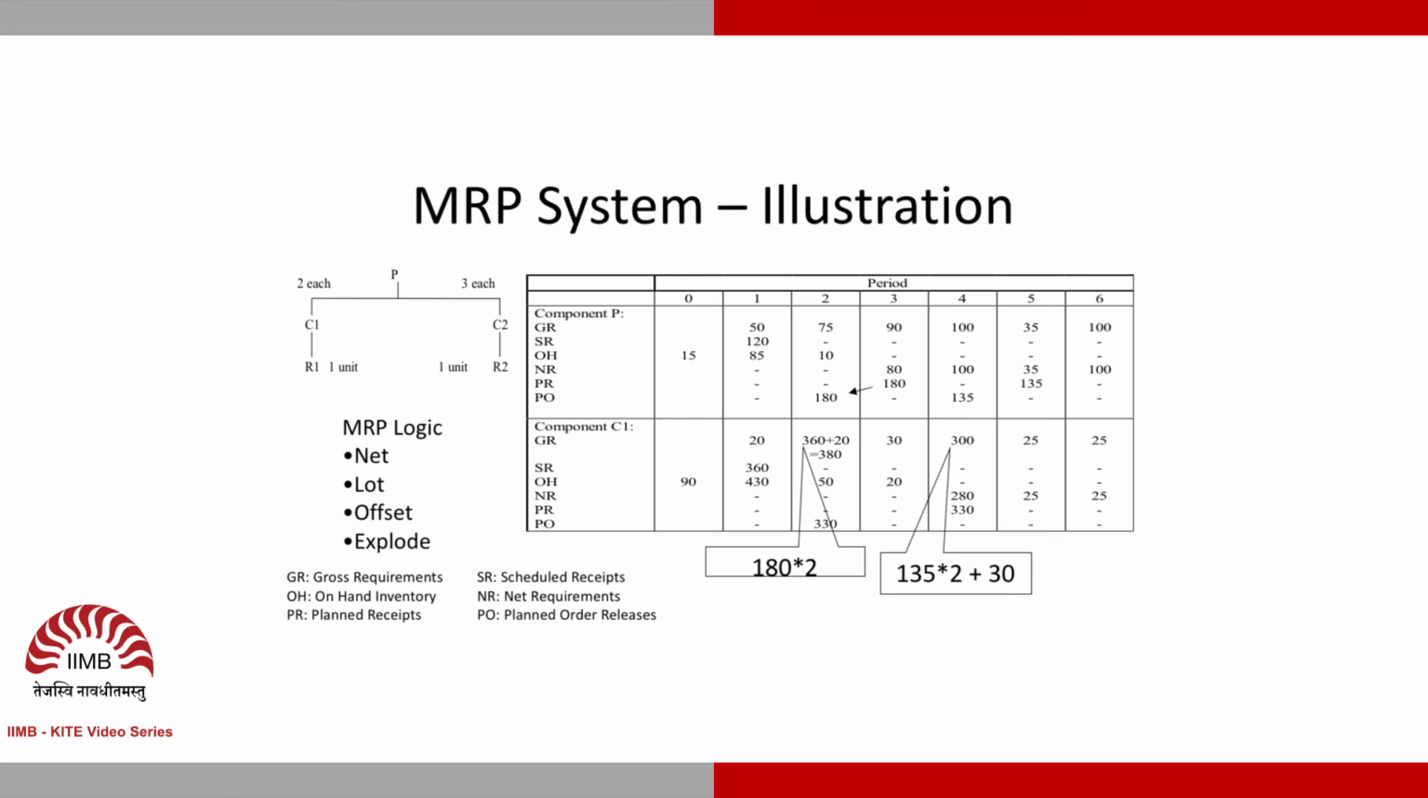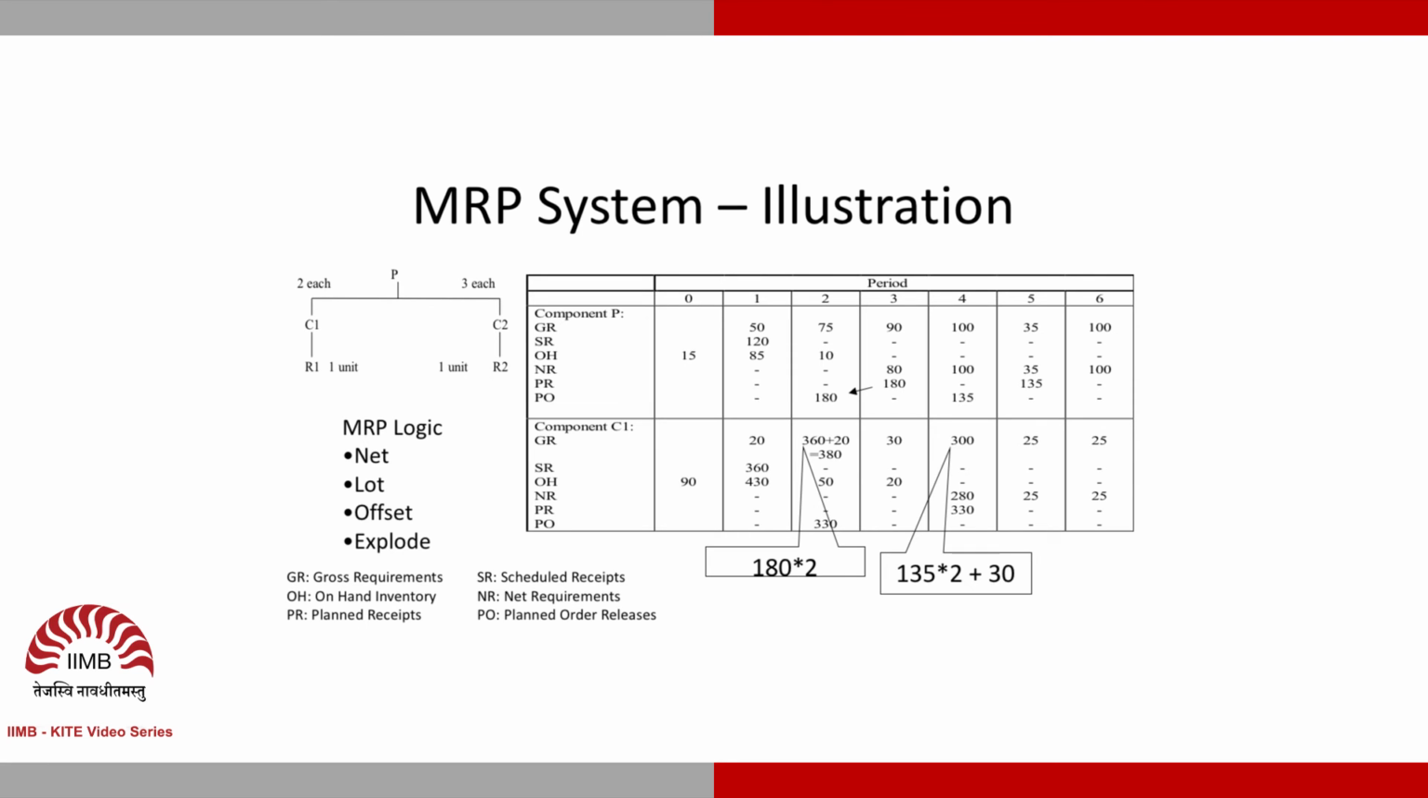Now, we have to do the lot sizing. We are using a 2 period requirement as a lot size rule for item P. So, beginning in period 3 where the first non-zero net requirement comes as 80, 2 period requirement means 80 plus the next number 100, together 180 is the lot size, and that is what we are showing as 180 as a PR, which is a planned receipt. Likewise, the next planned receipt is 135. By this stage, we have completed the second step of MRP logic, lot.